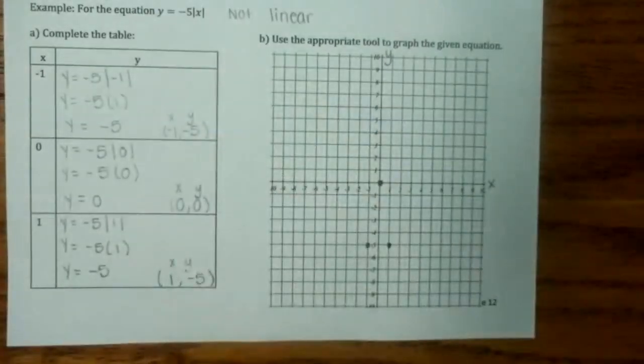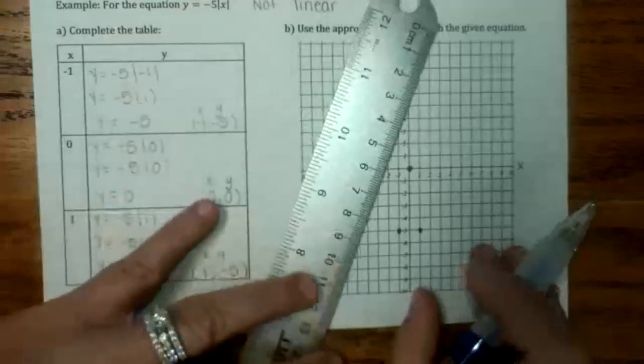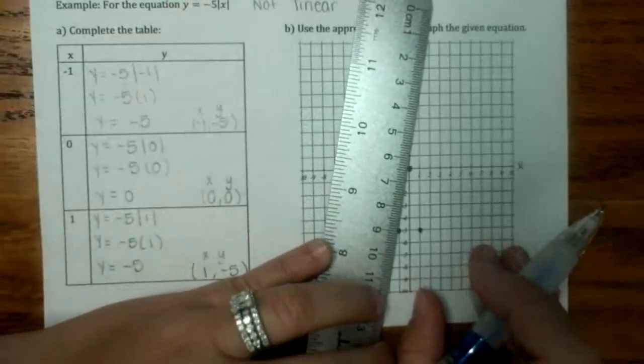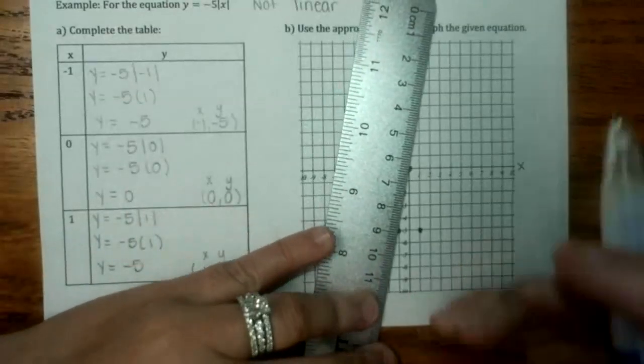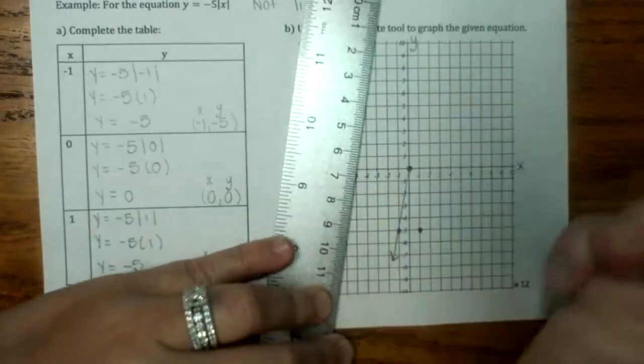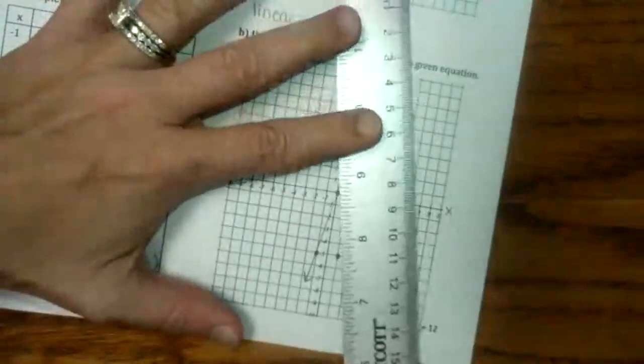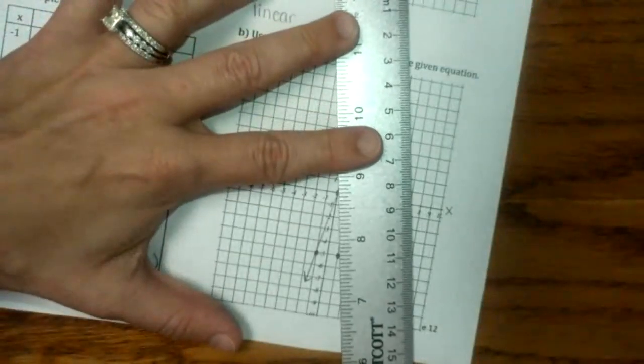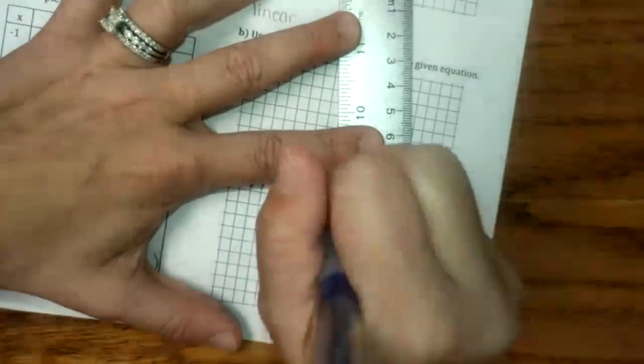This is an absolute value. So I know that it's going to be a V shape. Your computer for the homework will do that V shape for you, so don't worry about memorizing that. We're going to talk about that more next semester in college algebra. So as long as you plot the correct points, connect the dots, you're good to go.